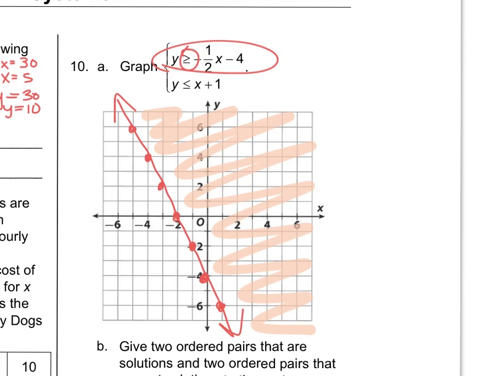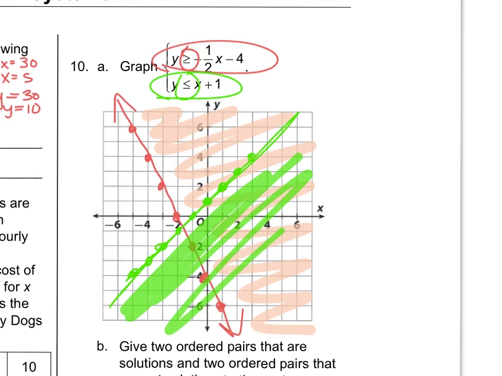All right, and now I'm going to do my second line. Start at 1. My slope is up 1 over 1. I'm going to make it go all the way through the graph, but I'm going to be lazy for a second. All right, that symbol means solid. And this time we're going to go below. So we're going to shade below.